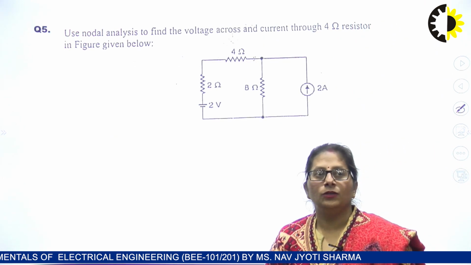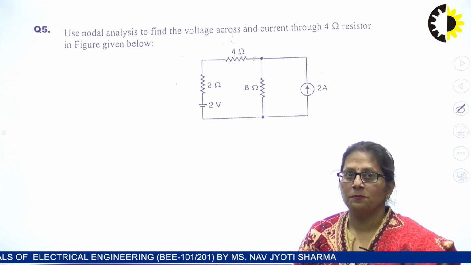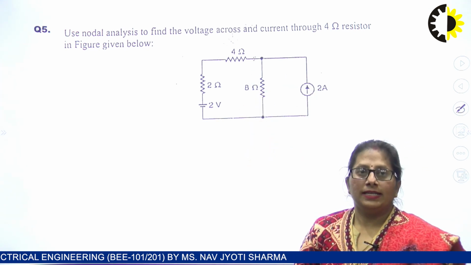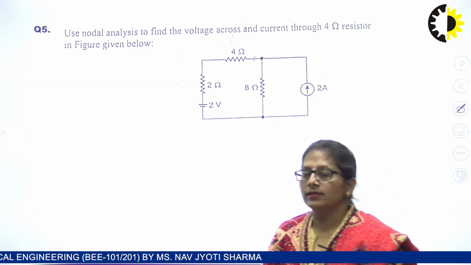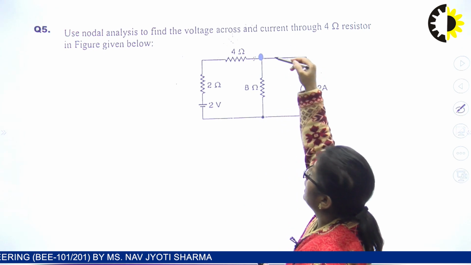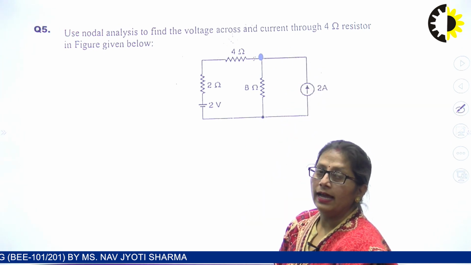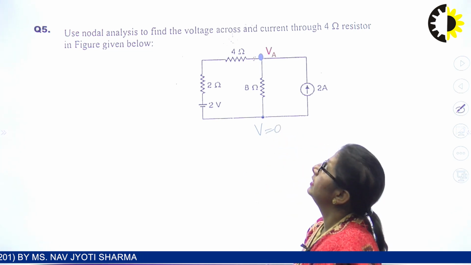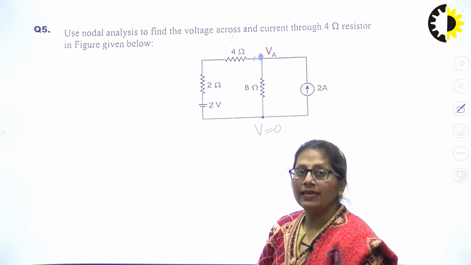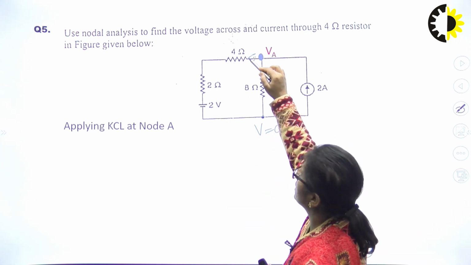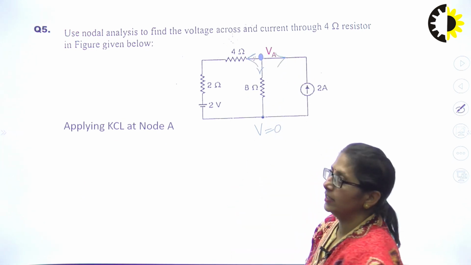The last one, using nodal analysis, find the current through 4 ohms, right? In this case, this is the most simple one. In this I have a single junction here, right? A single junction, another one is also there which is considered to be at 0 potential. Say this is VA, applying KCL at junction A. Once again, 3 branches, 1, 2 and 3. How can I write the equation?